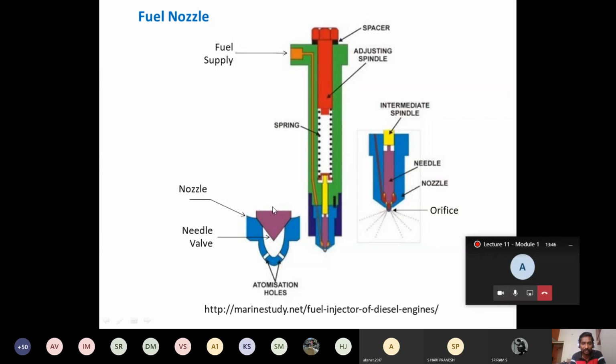When the valve is open, there is a passage for the fuel to enter. That high pressure fuel is going to be sprayed or injected through the orifice. This opening can be one or multiple holes. As the fuel issues out from the hole, it is going to get atomized and face the high pressure air, and thereby the ignition starts. So this is the fuel injector part.